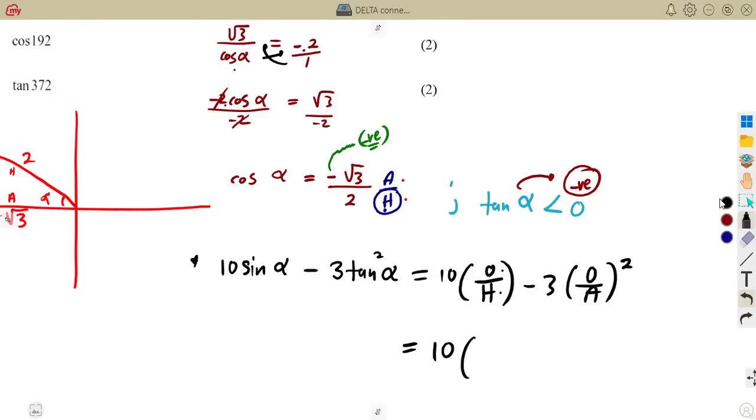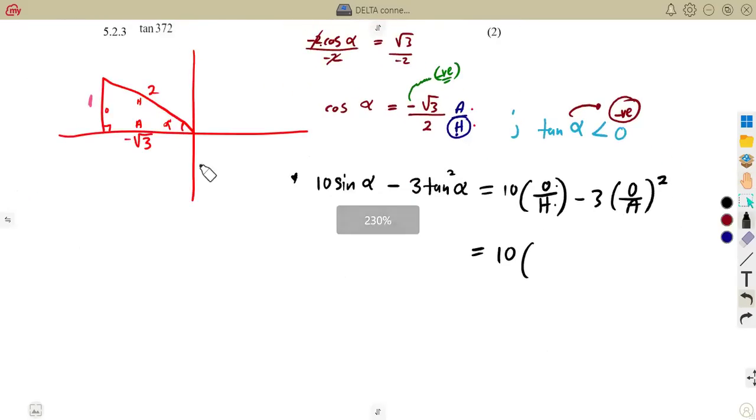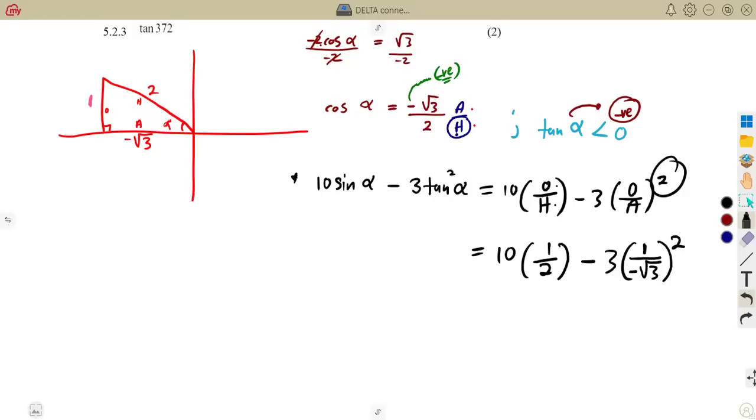Remember, opposite over hypotenuse. So let's fill in, guys. Our opposite is 1. Hypotenuse is what? It's 2. So this is 1 over 2 minus 3 into opposite, which is 1 over adjacent, which is minus the square root of 3, being squared. So that's it, guys. 10 times 1 over 2, 10 times a half. That's a 5.